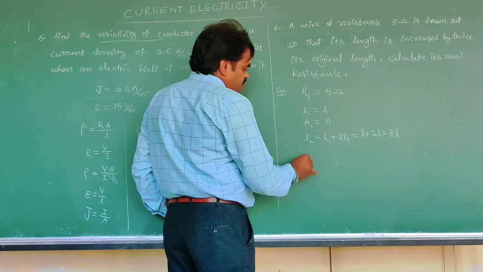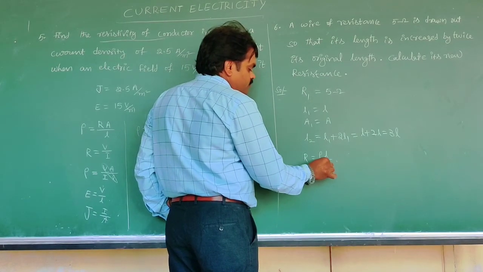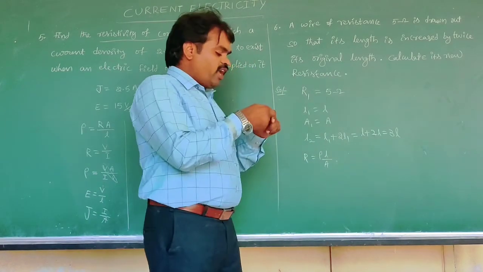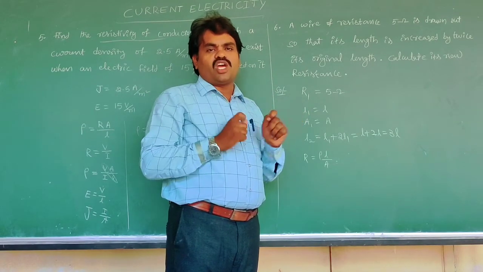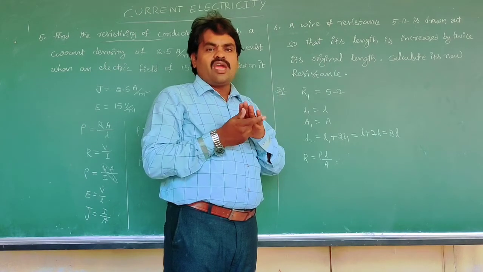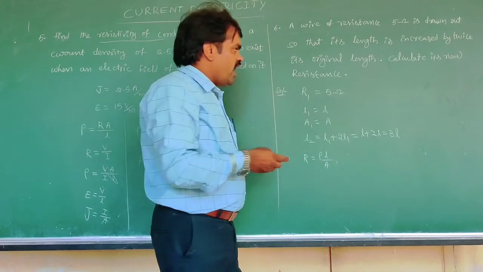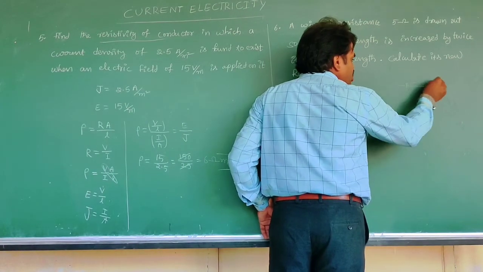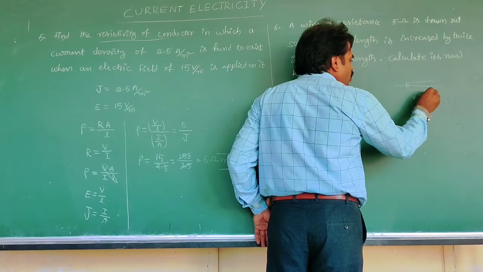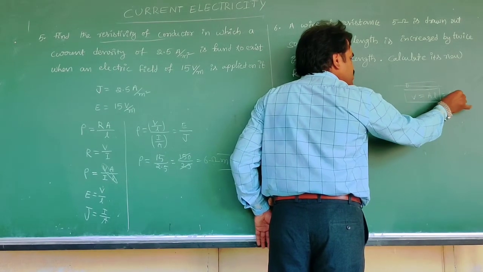Now the resistance formula is R is equal to rho L by A. Here, when the wire is drawn out, its area of cross section decreases and the length of the wire increases. The length of the wire increases and the area of cross section decreases, which means the volume of the wire remains constant.